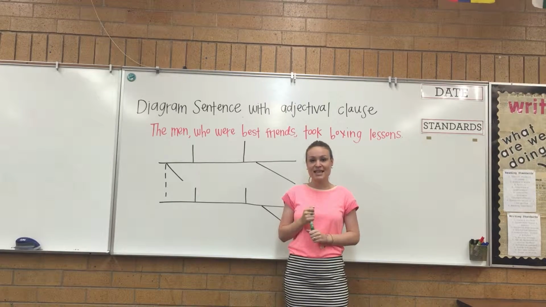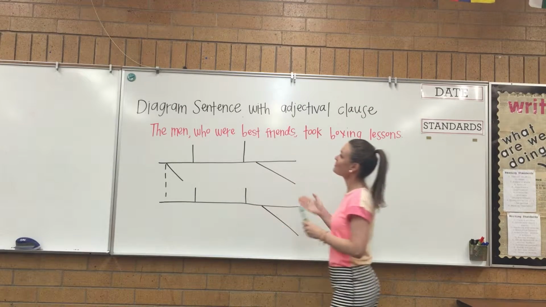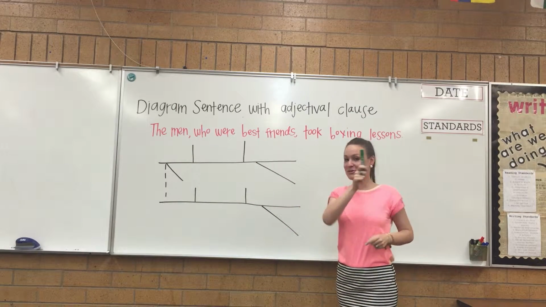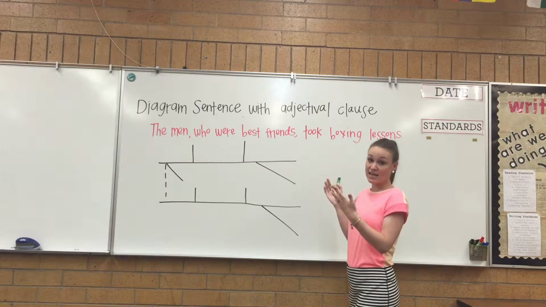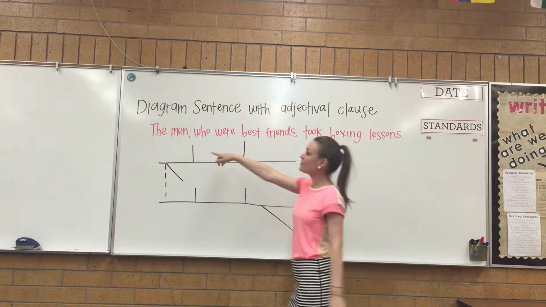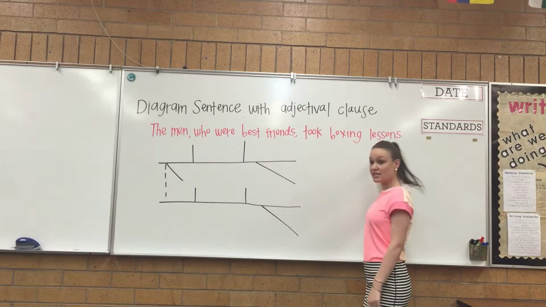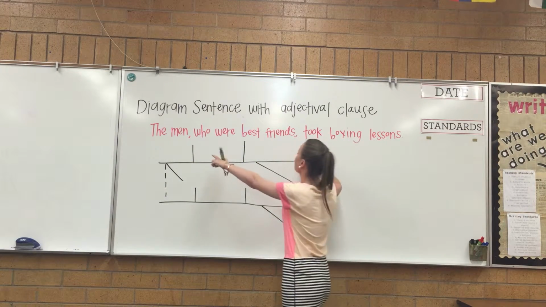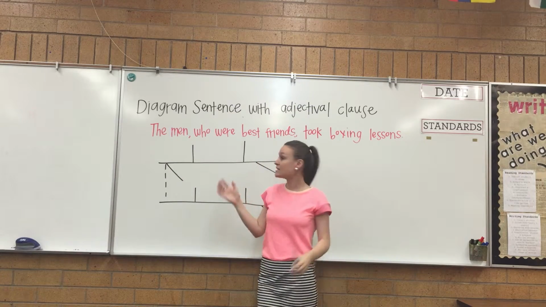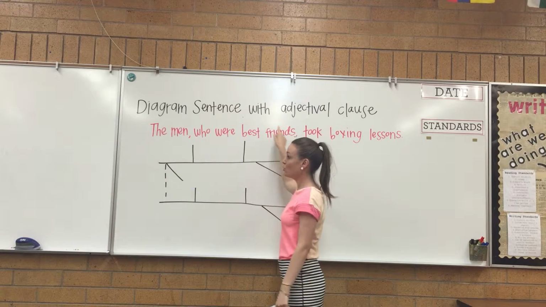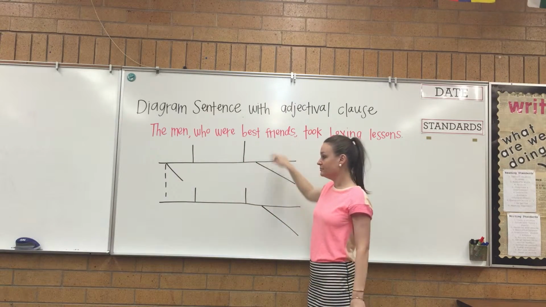I'm Caroline Smith, and this is my how-to lesson on how to diagram a sentence, but not only diagram a sentence, but diagram it with an adjective clause within the middle. The sentence that I'm going to use is, the men who were best friends took boxing lessons. Now, this clause can also be seen as an appositive phrase because it's renaming who the men are. The men are best friends.